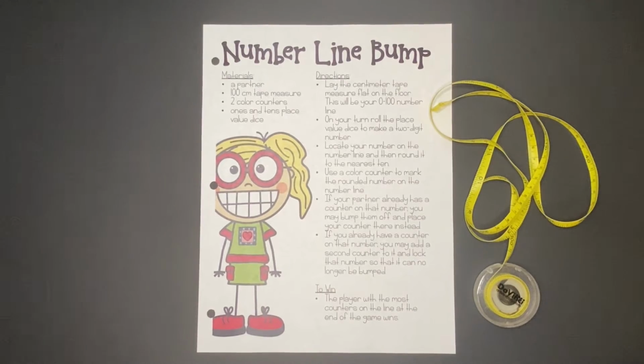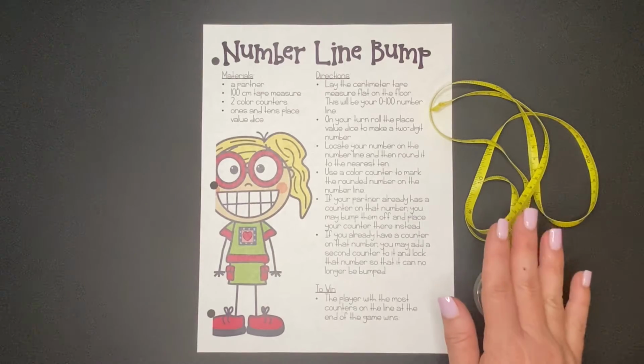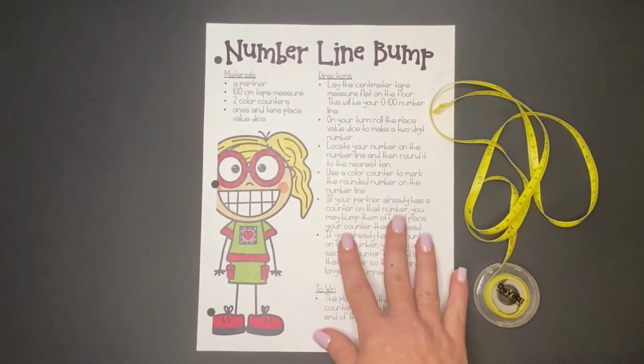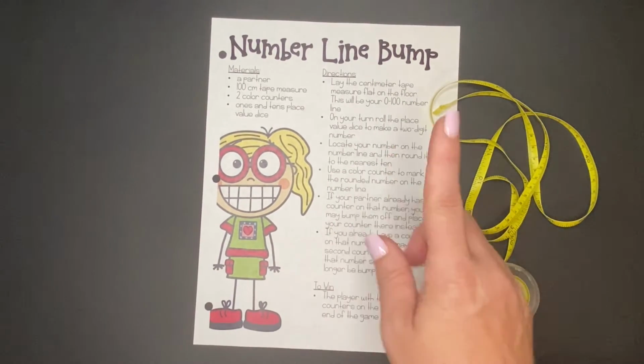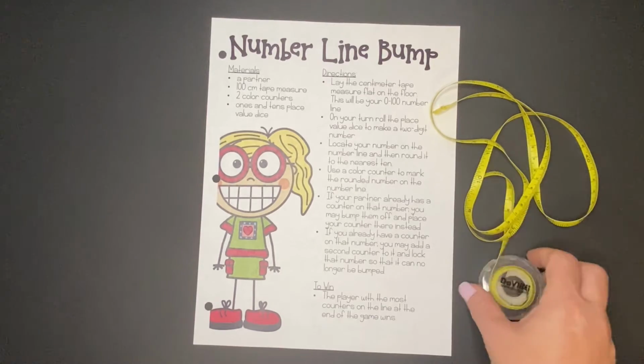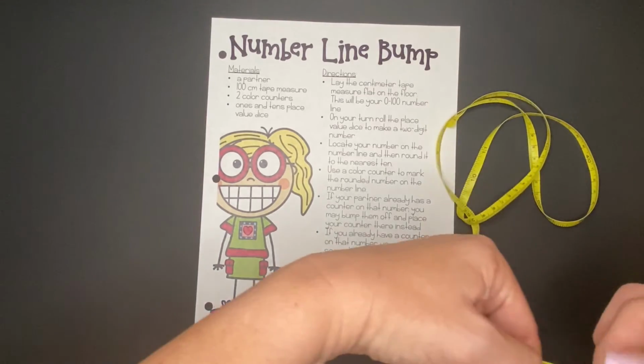I don't know about you, but I love the game of bump. So there of course has to be a version for rounding. To do this one, we're going to use a number line. We're going to play bump on a number line instead of a board. So what you'll need is a partner, a number line, and I like to use a centimeter tape.